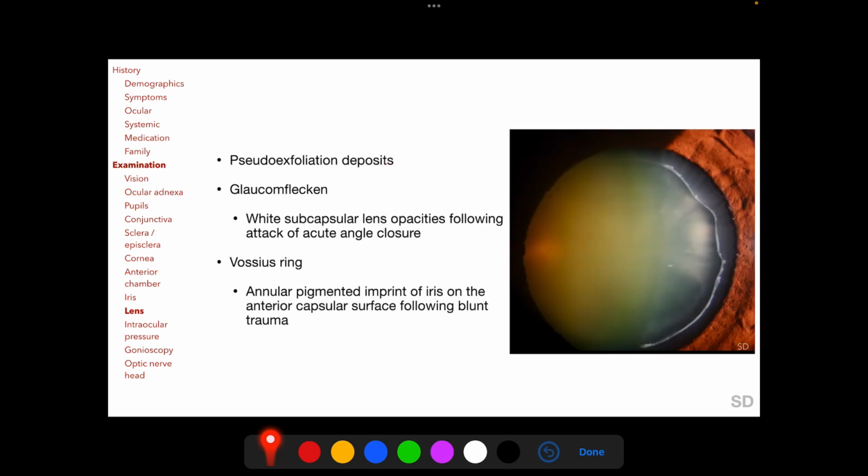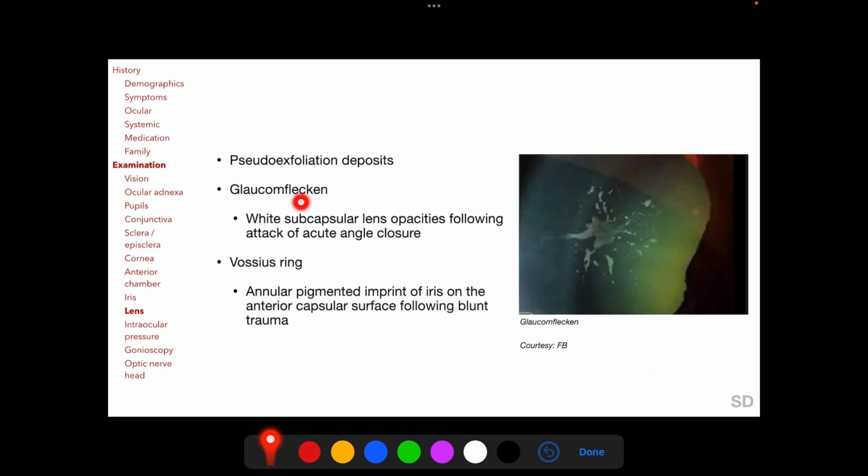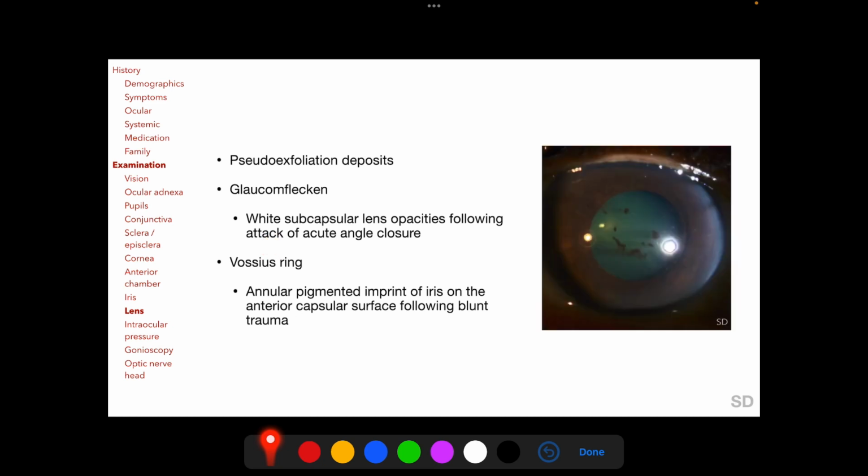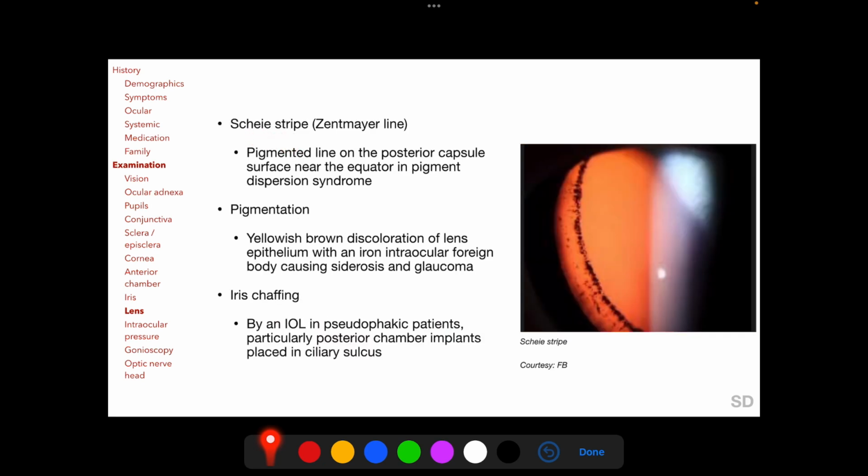subsequent session. Deposits of pseudoexfoliation syndrome can be found over the anterior capsular surface, as seen here in this photograph, and glaucomflecken are white subcapsular lens opacities, as seen here in this photograph following an attack of acute angle closure. Vossius ring, as seen here in this photograph, is an annular pigmented imprint of the iris on the anterior capsular surface following blunt trauma. Scheie stripe, previously known as Zentmayer's line, are pigmented lines on the posterior surface of the capsule, as seen here in this photograph, near the equator of the lens in pigment dispersion syndrome.